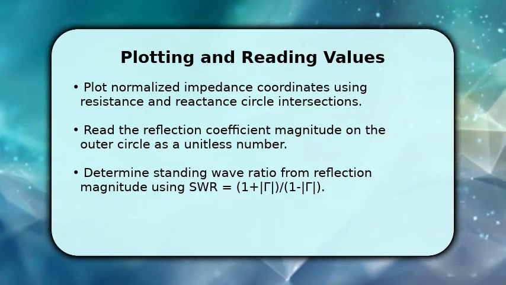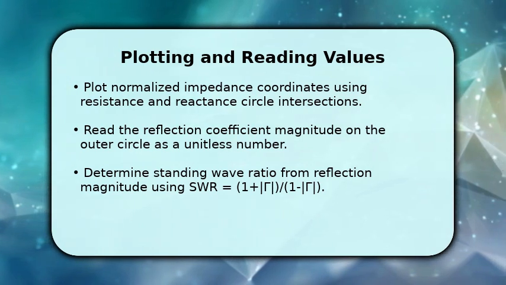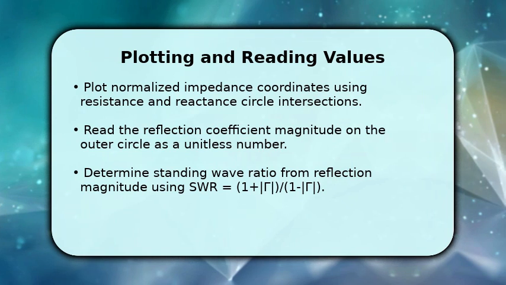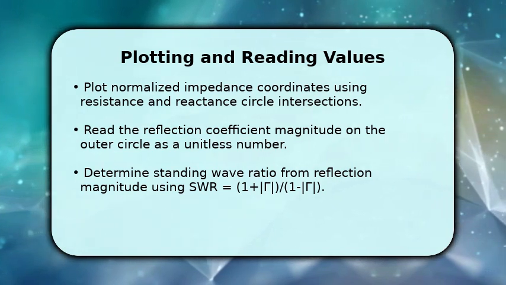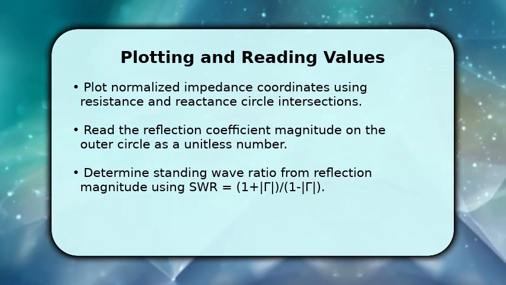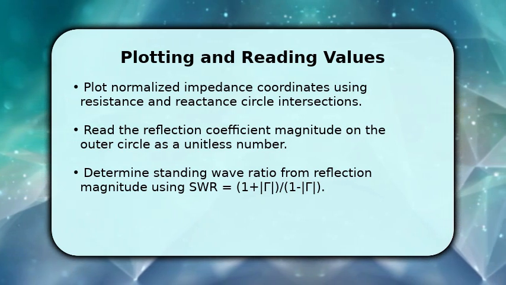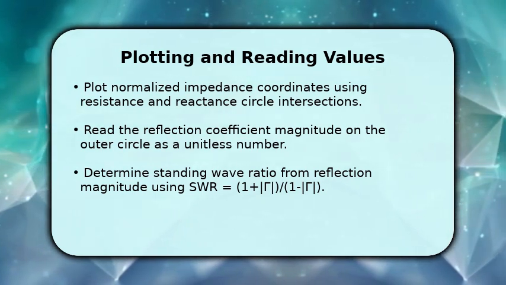Read the reflection coefficient angle from the circular radial lines pointing from the center. Read the reflection coefficient magnitude on the outer circle as a unitless number between 0 and 1. Convert that magnitude to SWR using the formula SWR equals (1 + gamma) / (1 - gamma).